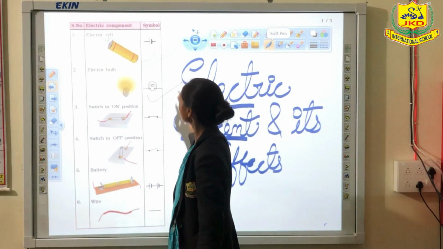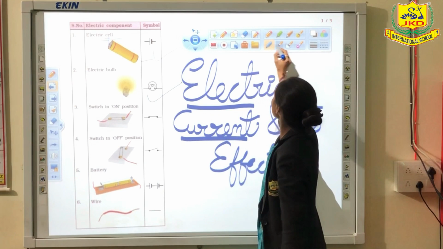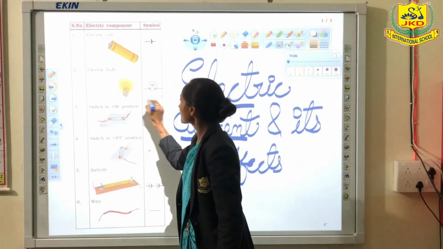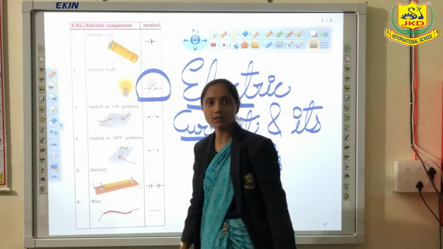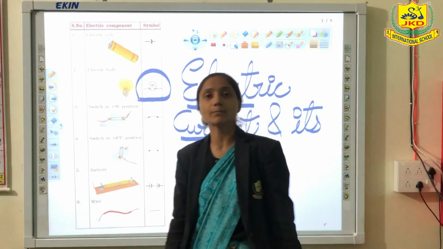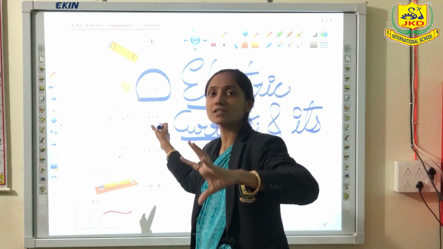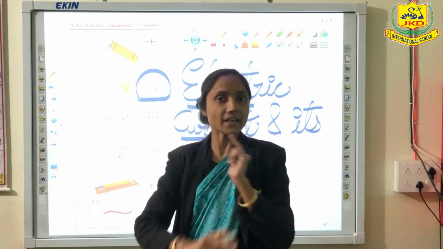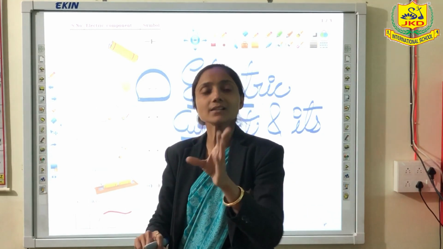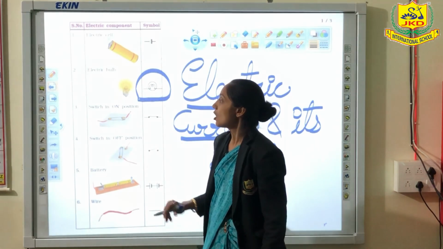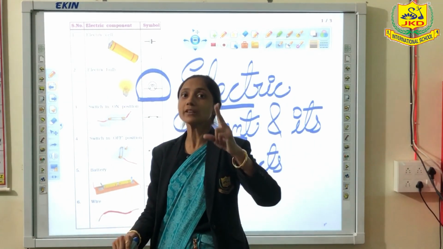Next is the electric bulb. What is there in an electric bulb? Let us see. The electric bulb symbol is given here. This symbol is the normal representation of a bulb in a common circuit. When we draw a circuit on our next page, the common representation of the bulb symbol is this. In the bulb also, there are two parts.